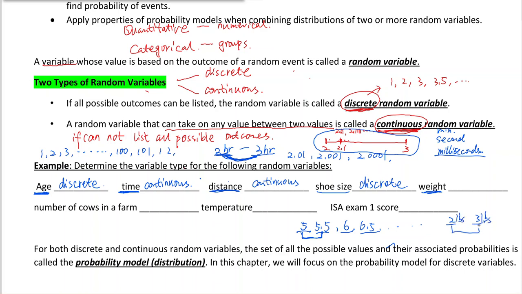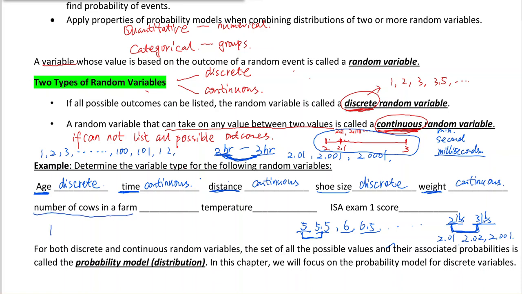Right, so between 2 and 3 pounds, we can always have many possible outcomes. We can have 2.01 pounds, 2.02 pounds, 2.001 pounds. You can have many decimals after 2, so you have many possible outcomes between 2 pounds and 3 pounds. You cannot list them out. So weight is a continuous variable, right?